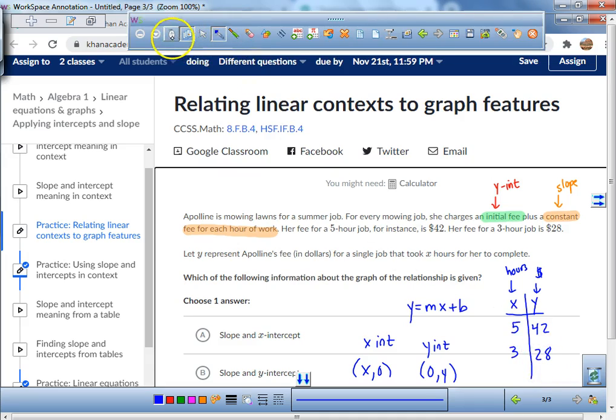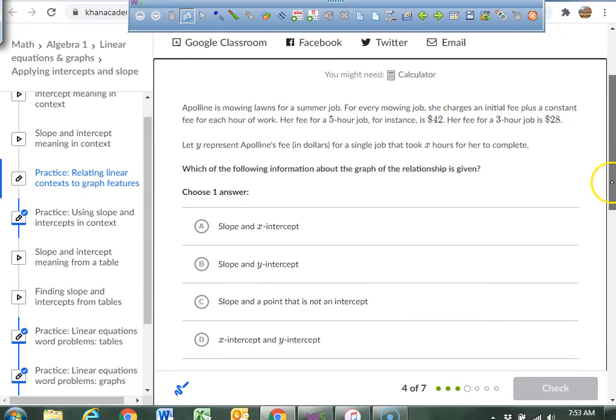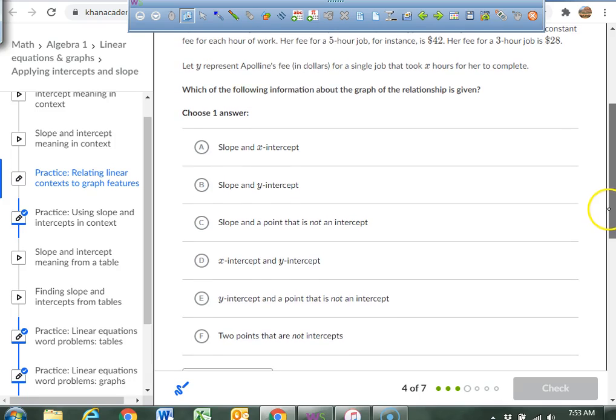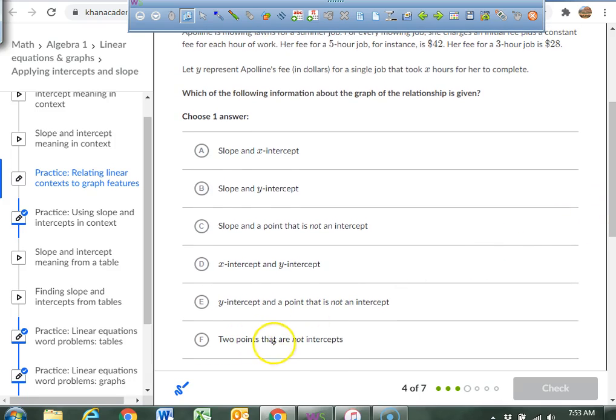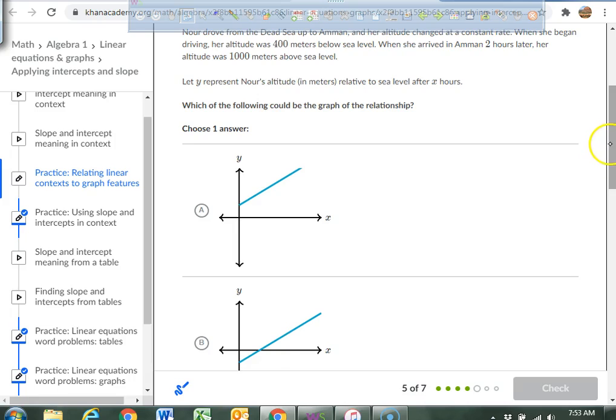All right, so let's see what the answer choices are. I'm going to say they just gave us 2 points that aren't intercepts. Looks like that's what they gave us. Hey, I was right. Look at that. Okay. Let's take a look at this one.